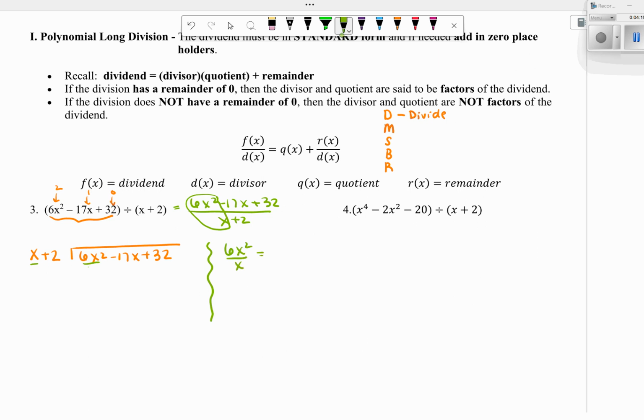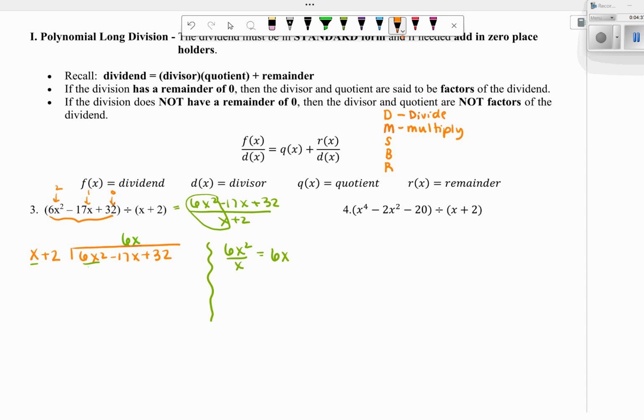And then we're going to reduce using our properties of exponents now. So this just becomes 6x, and notice then that is linear. So we line up our terms. Your linear terms get lined up with the linear terms. So that goes right here because that's above the 17x, which is linear. And then M stands for multiply.